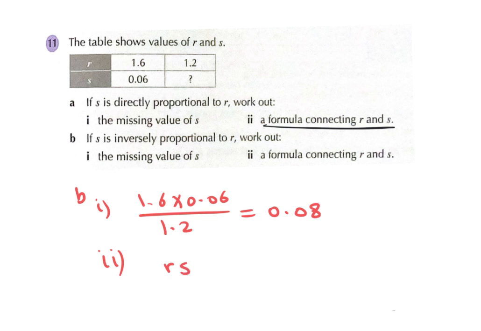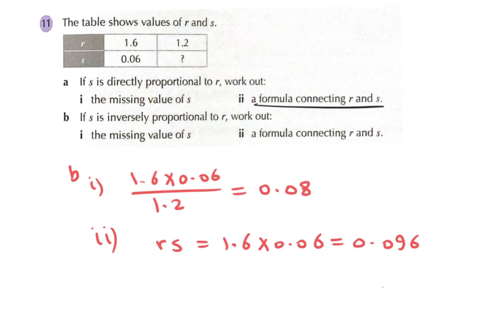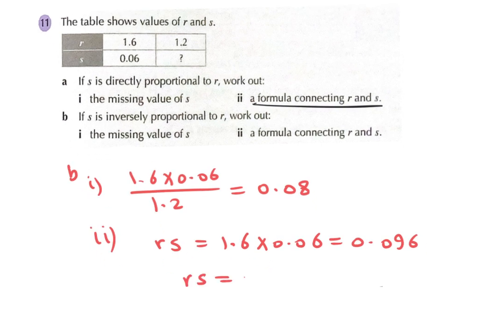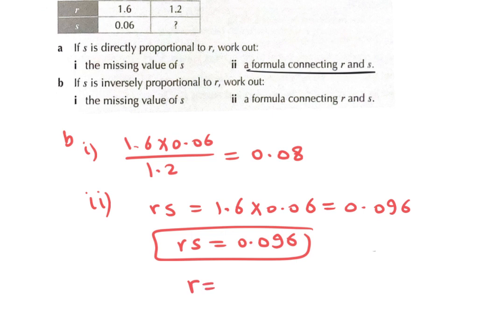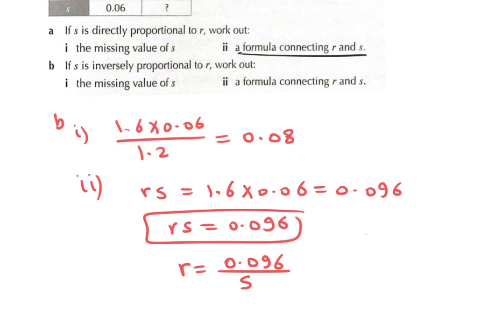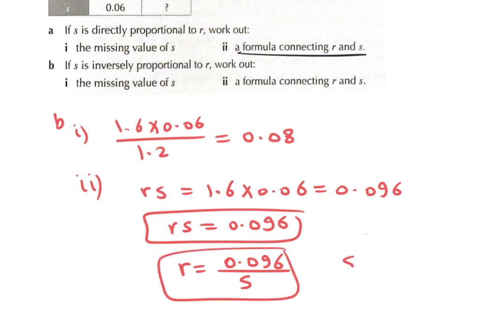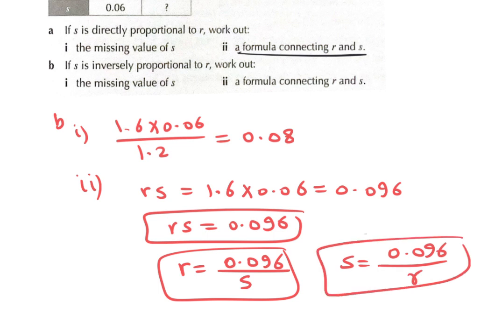Now to find the formula connecting R and S, multiply them. So R times S means 1.6 times 0.06, which is 0.096. Okay. So you can write the formula RS equals 0.096. Or you can write R equals 0.096 over S. Or you can write S equals 0.096 over R. Okay?